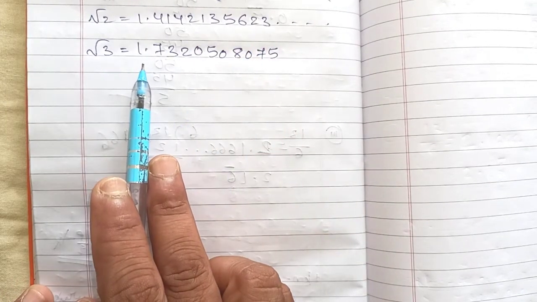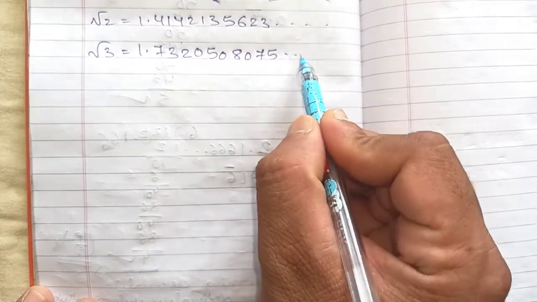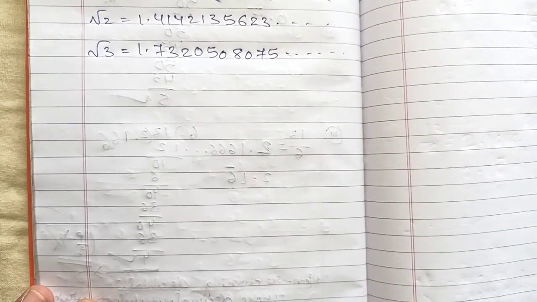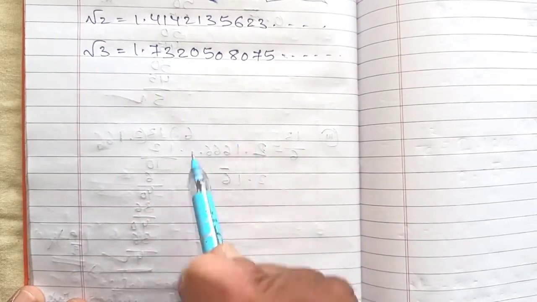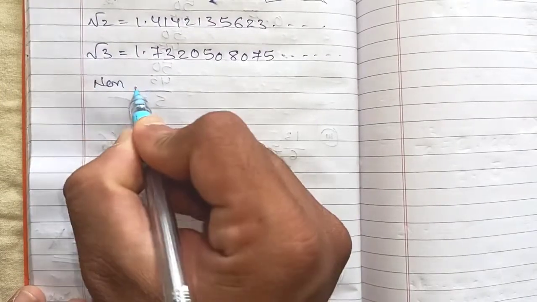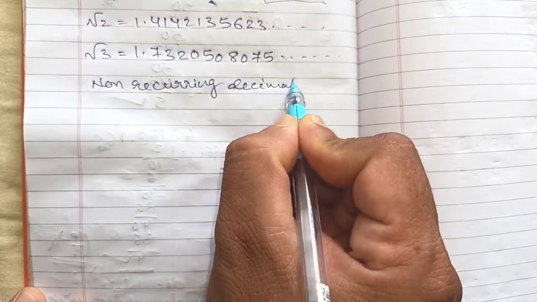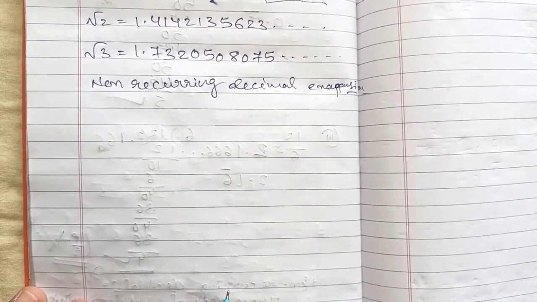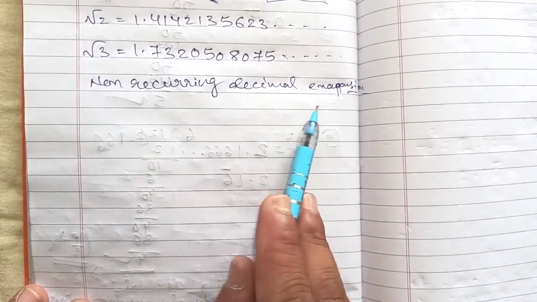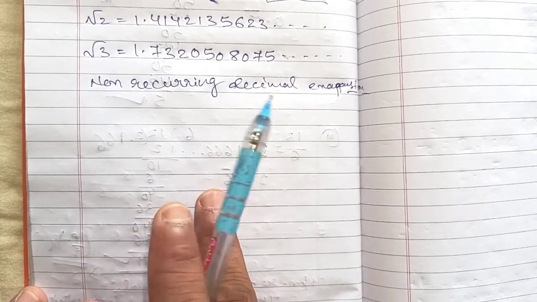Similarly, root 3, the value of root 3 is 1.7320508075 and so on. That means this number also continues, but you get endless numbers without repeating any single digit. That means all irrational numbers come under non-recurring decimal expansions. Are you getting? All the irrational numbers come under non-recurring decimal expansions. These are the examples of terminating, non-terminating recurring and non-recurring decimals.